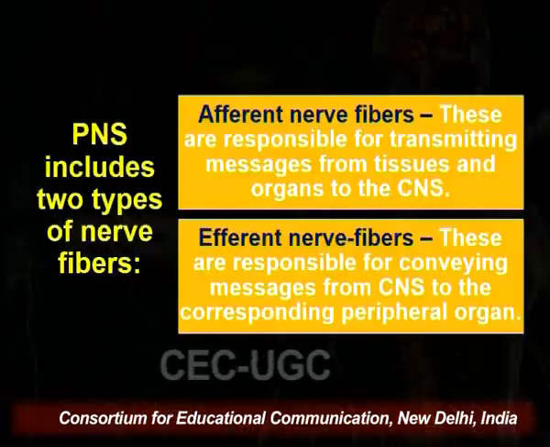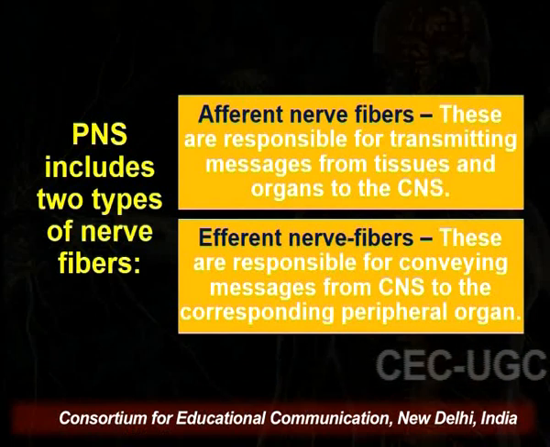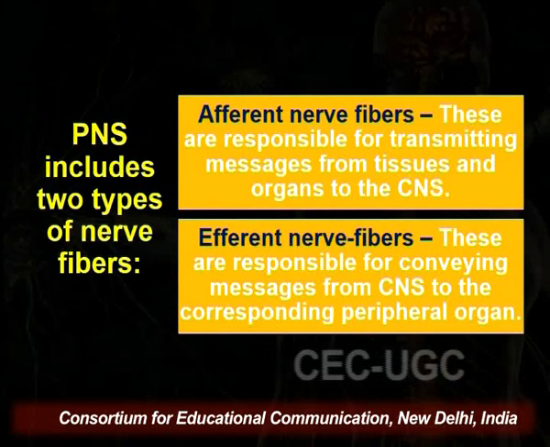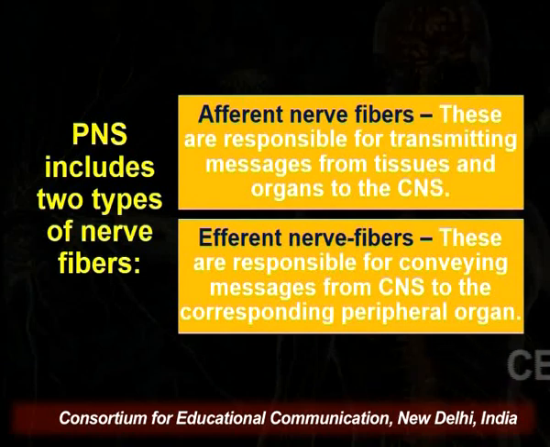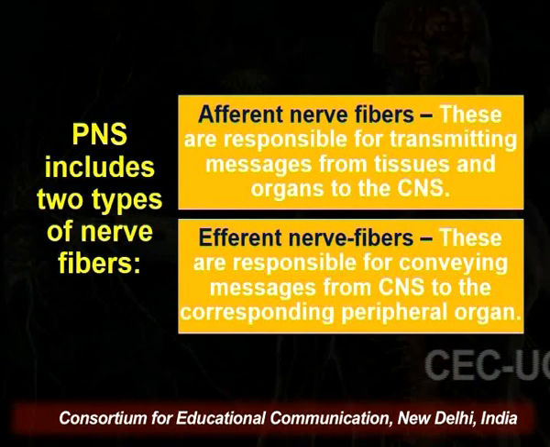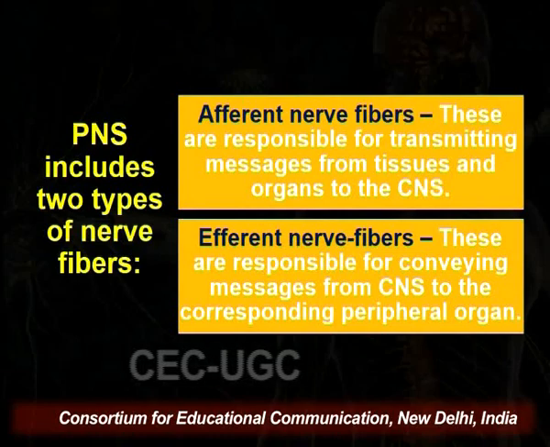The peripheral nervous system includes two types of nerve fibers. First is afferent nerves and the other one is efferent nerves. The afferent nerve fibers are responsible for transmitting messages from tissues and organs to the CNS, that is the central nervous system, and the efferent nerve fibers are responsible for conveying messages from the CNS to the corresponding peripheral organ. So one is receiving the messages and the other one is giving the messages.